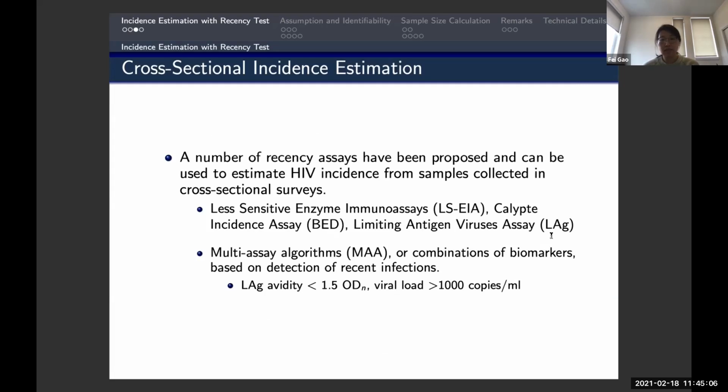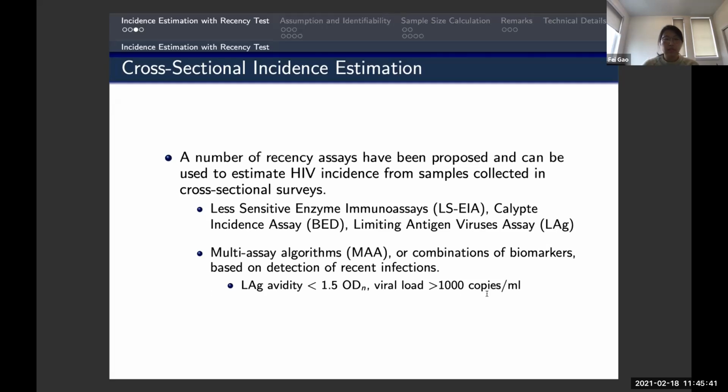And more recently, researchers have started to combine different assays to form the so-called multi-assay algorithms, or MAA. Therefore, this MAA would have better performance in identifying whether a subject is recently infected or not. For example, in our later exercise, we'll use this recommended algorithm. That is, a subject will be identified as recently infected if they have LAg-Avidity assay smaller than 1.5 ODn and viral load greater than 1,000 copies per ml.